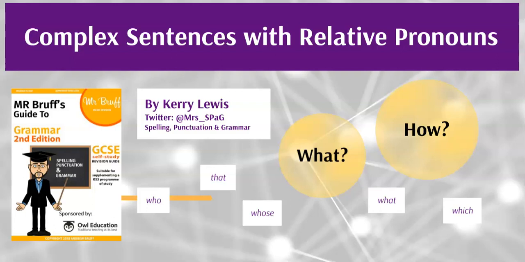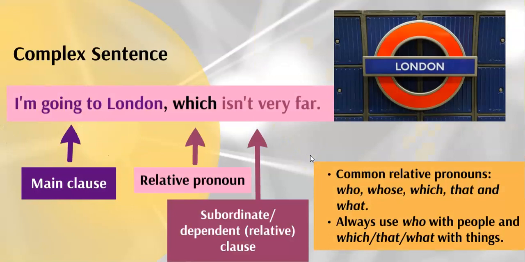Today I'm going to talk about complex sentences with relative pronouns. We're going to begin by revising what a complex sentence is. Let's read this example. I'm going to London, which isn't very far.